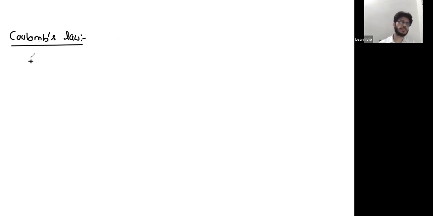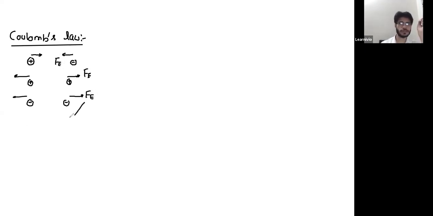Coulomb's law says if you have two charges, a positive charge and a negative charge, and you place them together, then they will attract each other. If you place a positive charge and a positive charge, then these charges will repel each other. In the same way, two negative charges will again repel each other. They attract or repel each other with a force. This force is known as electrostatic force, Fe.